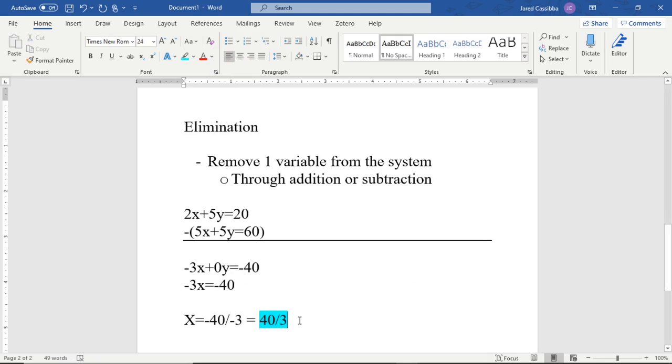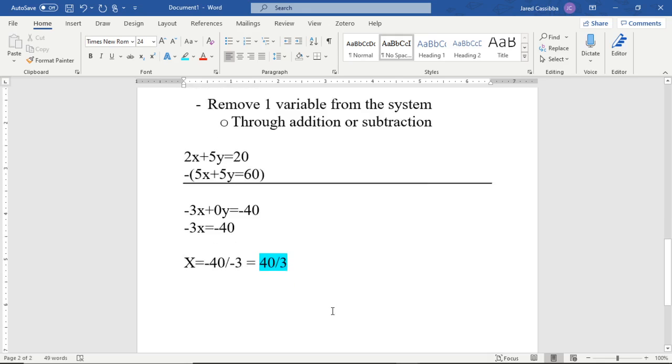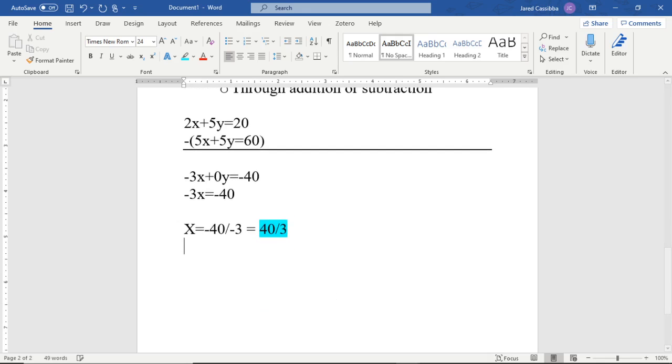So, our first step is to remove one variable entirely. Our second step is to go back to substitution. We now have an x. I'm going to plug back into one of these to get my y. I'll work with one with smaller numbers, just because it's going to be a little easier. So it's 2 times 40 over 3 plus 5y equals 20.